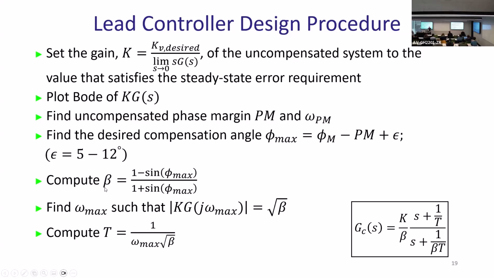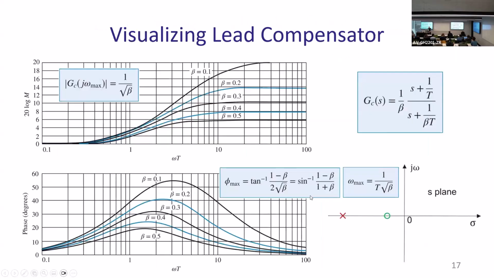And then all you're left to do is to compute beta. Where do you think this beta formula comes from? It's all that formula, okay? So sine of phi is 1 minus beta divided by 1 plus beta. Do some basic algebra and you'll find beta is a function of sine of phi. Okay, and this is the formula.